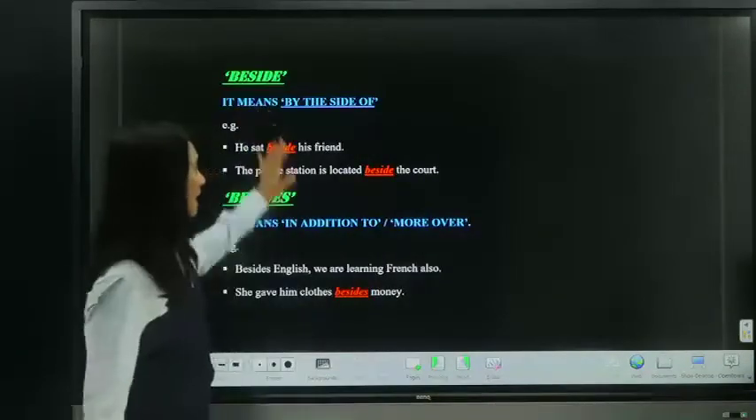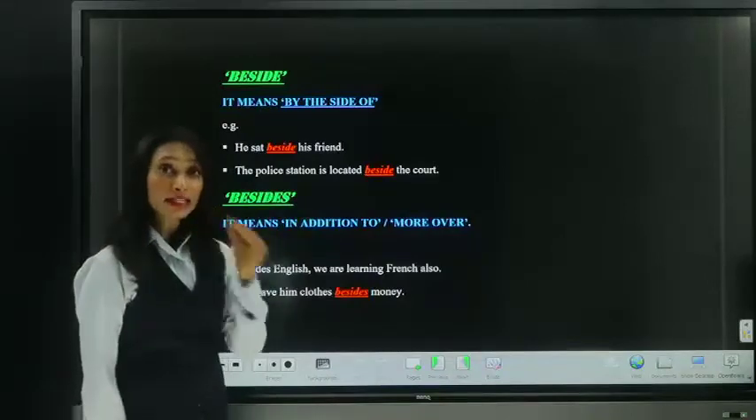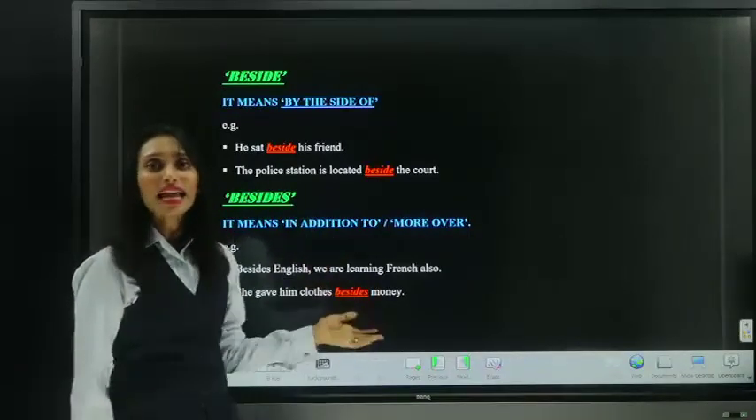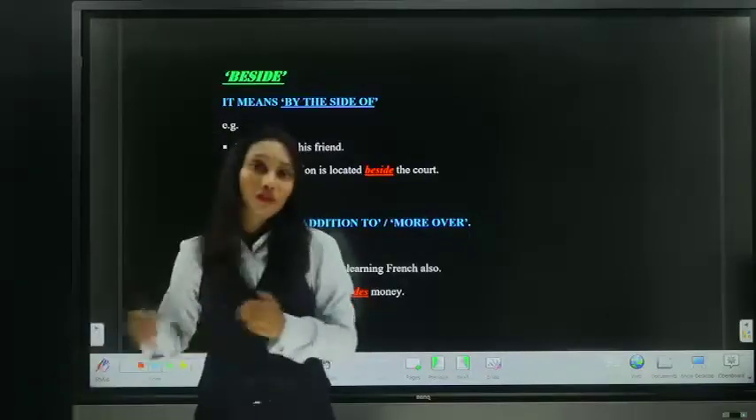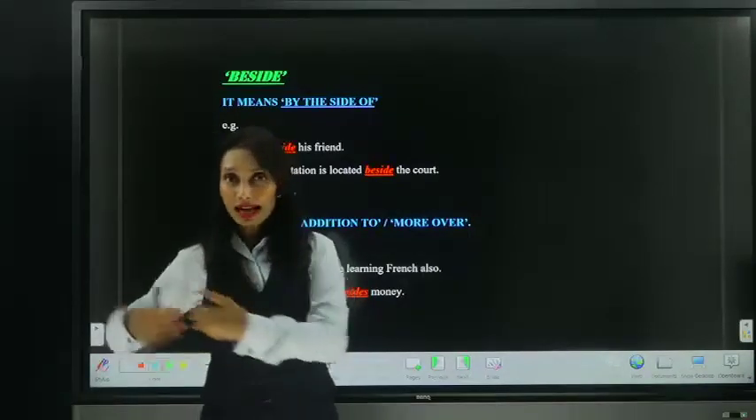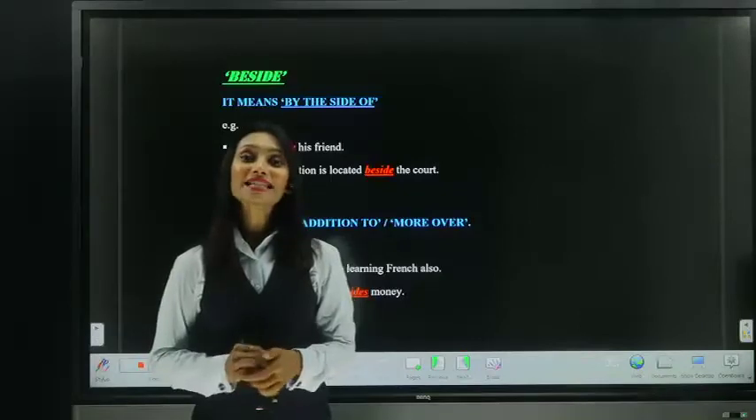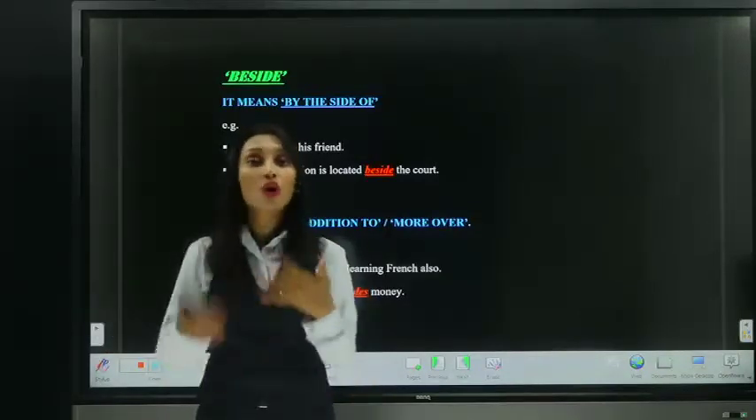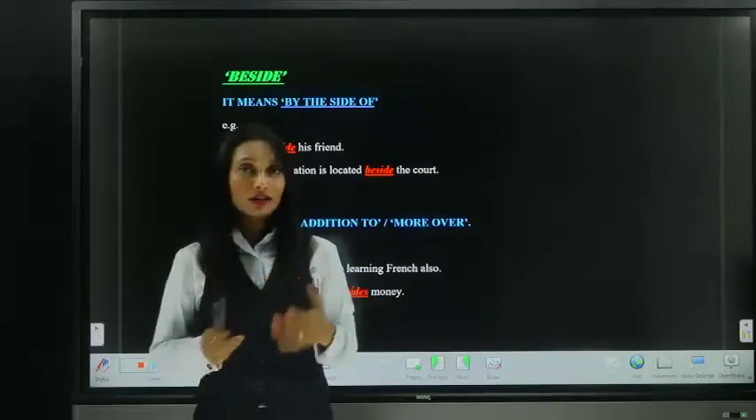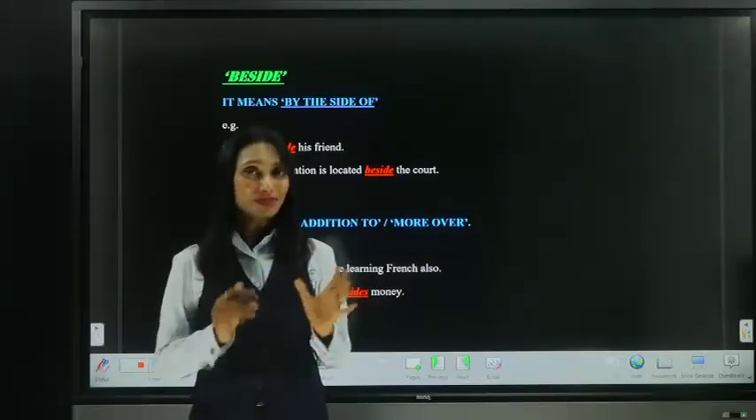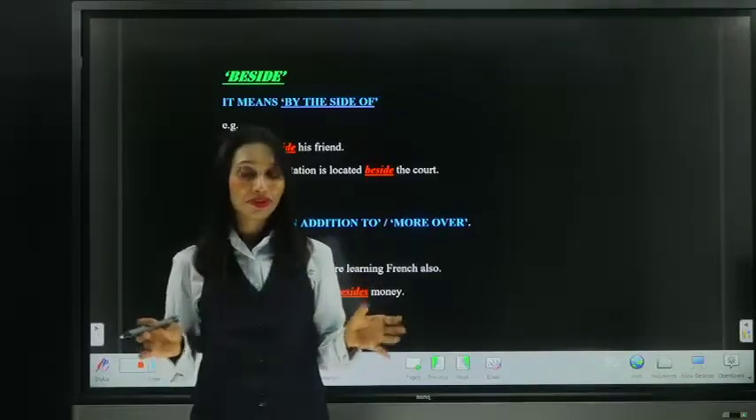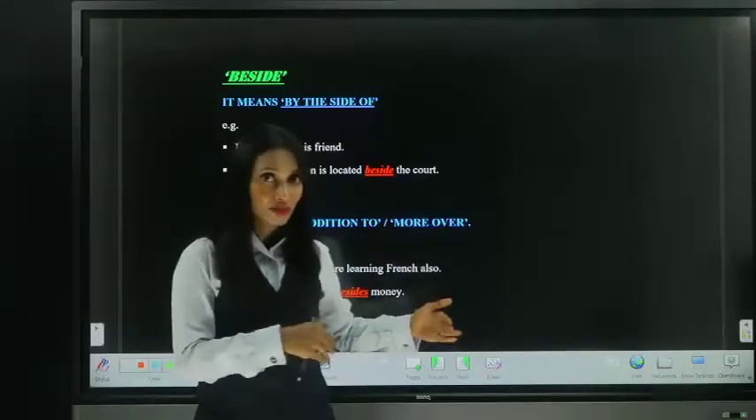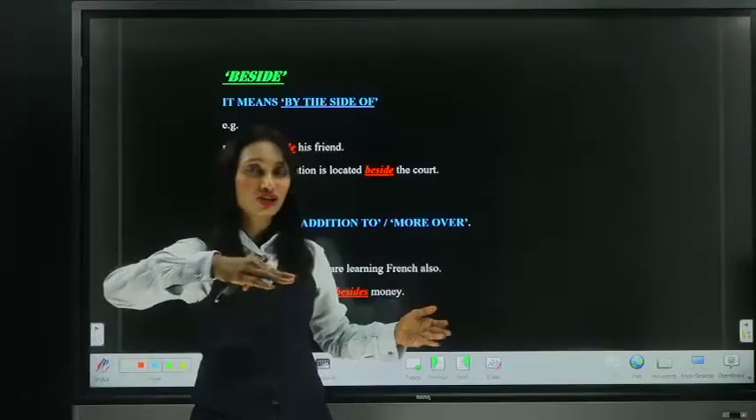Preposition beside and besides. I'm taking them as pairs because they are being confused. Beside means by the side of. Besides means in addition to, extra, moreover, more. So do remember beside, besides, both are not same. You cannot interchange them. Beside is by the side of. Besides is in addition to, extra.